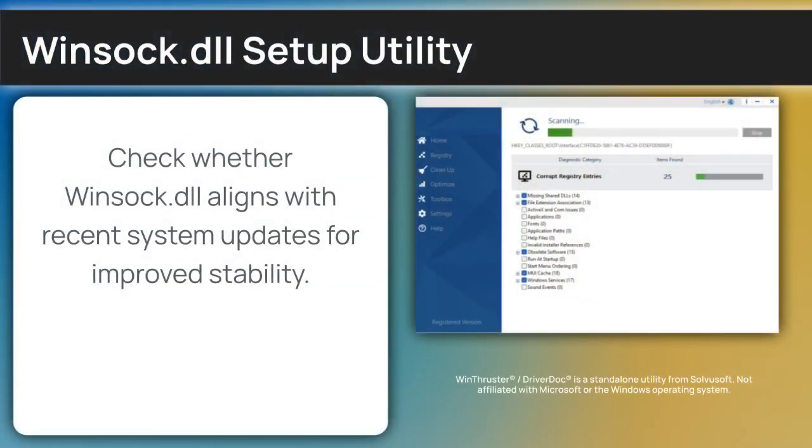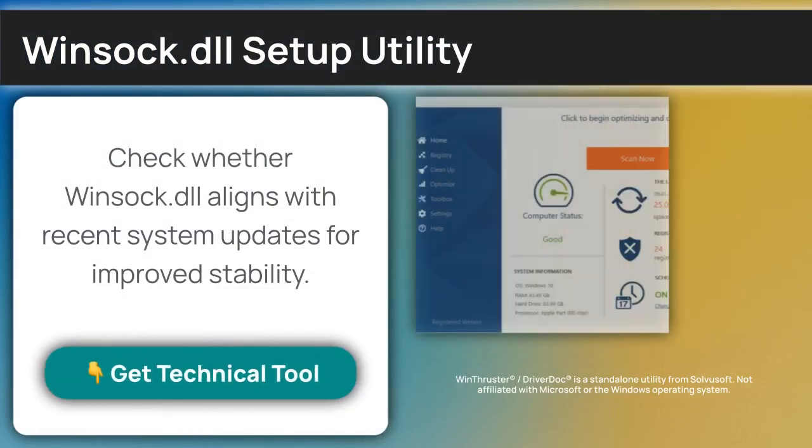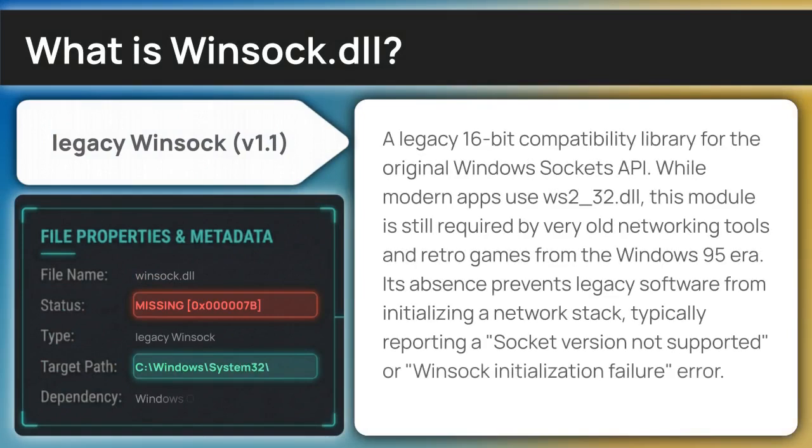To begin the walkthrough for Winsock Library, you can choose the manual path or use a resource designed for environment stability. This is the Winsock Library, a legacy 16-bit compatibility library for the original Windows Sockets API. While modern apps use WS2_32 DLL, this module is still required by very old networking tools and retro games from the Windows 95 era. Its absence prevents legacy software from initializing a network stack, typically reporting a socket version not supported, or Winsock initialization failure error.